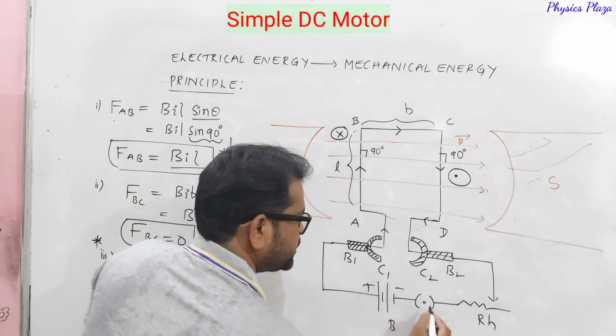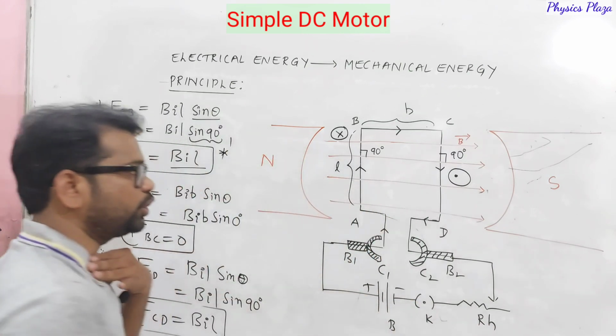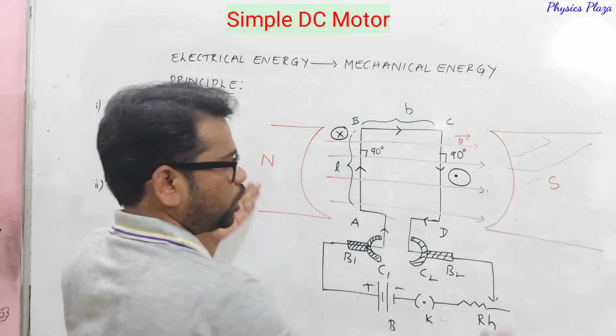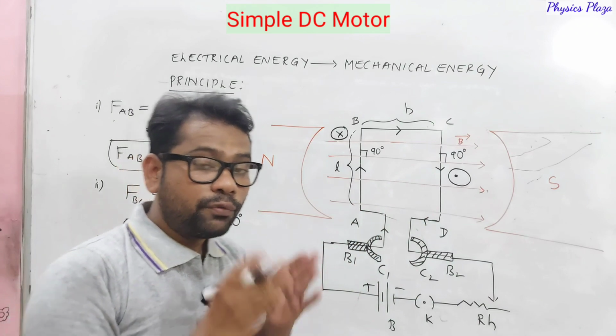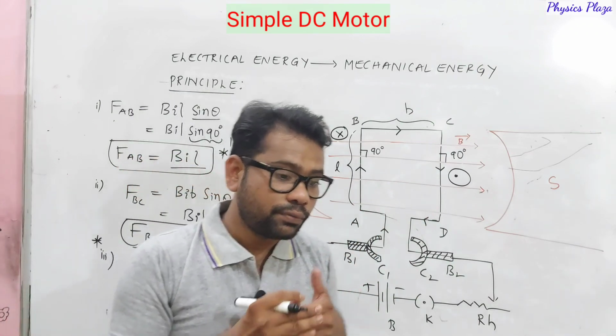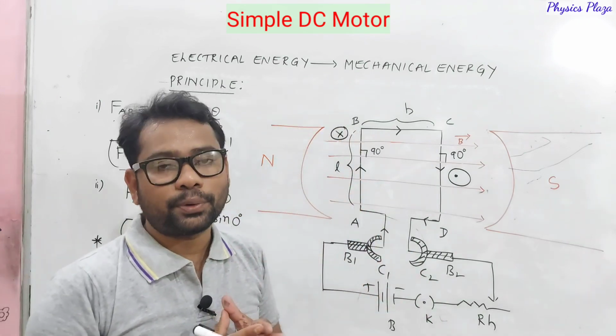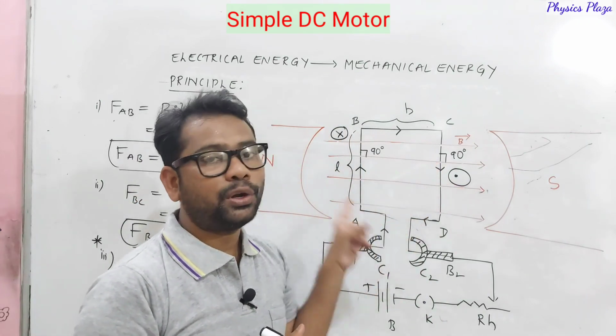So, children, this is how the circuit will be. What are the main components of the electric motor, children? Concave shaped magnets, which produce a radial, uniform magnetic field. Children, one more very important thing: here it is a uniform magnetic field only.